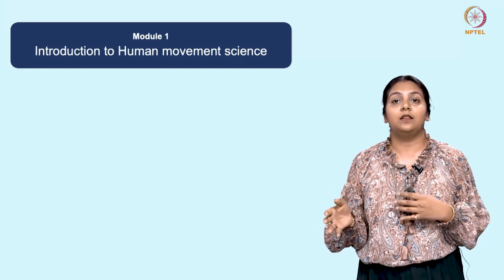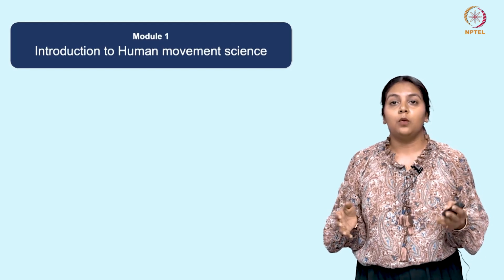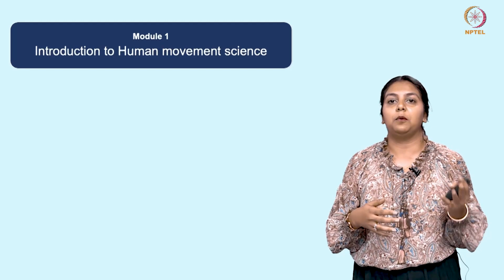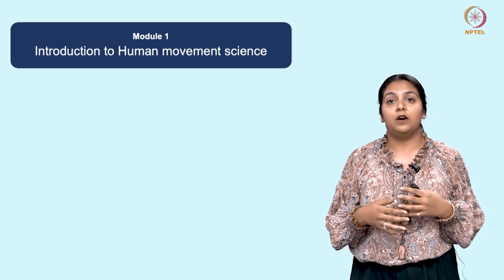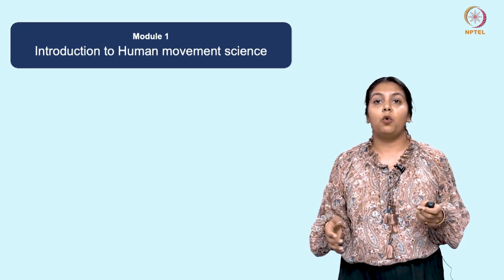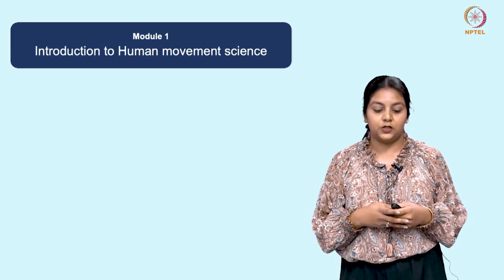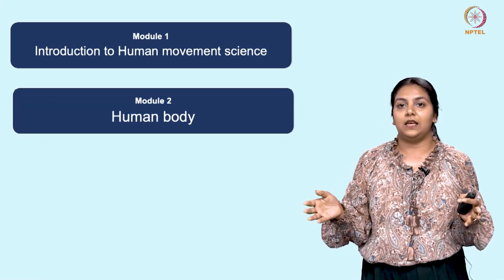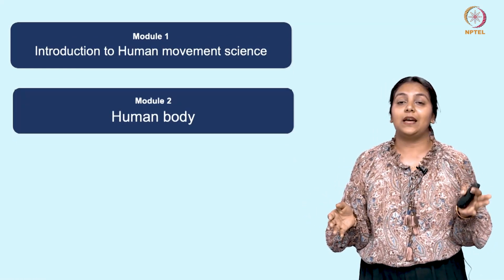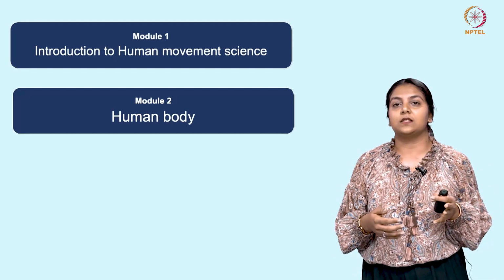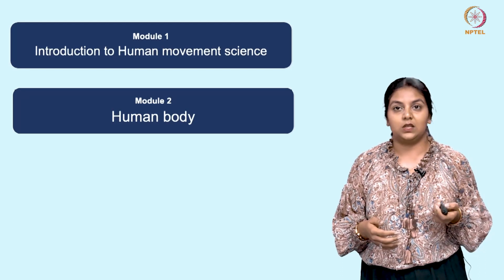We'll understand the field, the area of study, what constitutes the area of study, and some of the key subjects like biomechanics, kinesiology, functional anatomy, and some other areas of data sciences. Module 2 consists of the human body. We'll be looking at some of the key aspects of the human body, the key systems that govern us to move, like the skeletal system, musculoskeletal system, and the neuromuscular system.